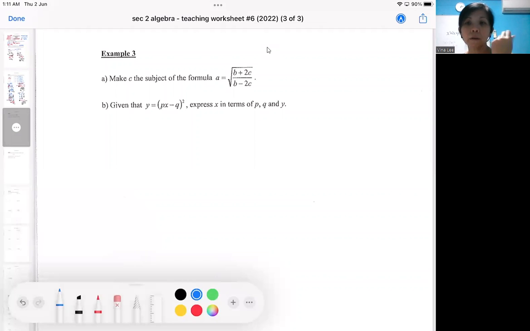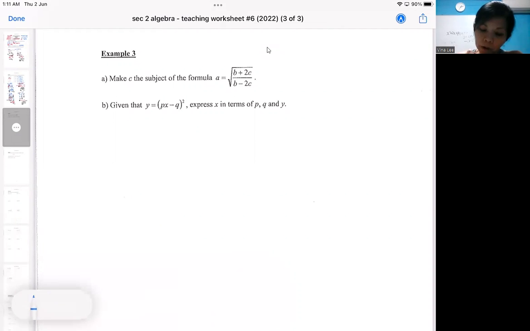One of the more difficult subject manipulations will be when we involve a square root or a square. So you need to learn how to manipulate around square root or square. They are usually the opposite of each other.